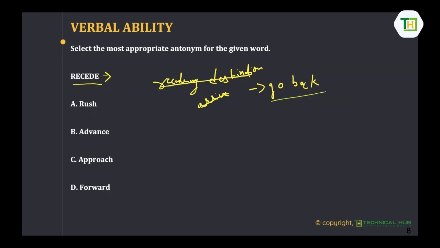So when you go back, what is the thing which brings you? That is approach. Antonym means the opposite word of a given word. So recede means go back or move back. So what is the right word there? Approach.